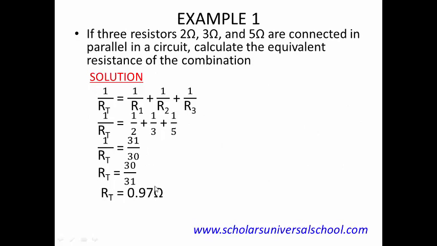Now, like I explained earlier, the total resistance in a parallel combination of resistors is usually lower than the value of the individual resistances. We can see that we have resistors of 2 ohms, 3 ohms, and 5 ohms. When we connected them in parallel, we are getting a total resistance of 0.97 ohms, which is smaller than even the smallest of these resistors. So that is what we have in parallel connection of resistors.